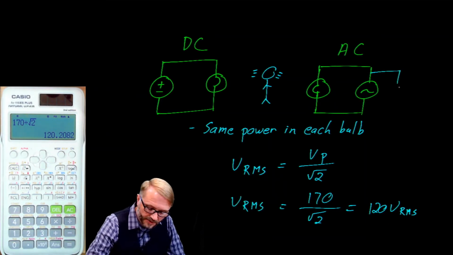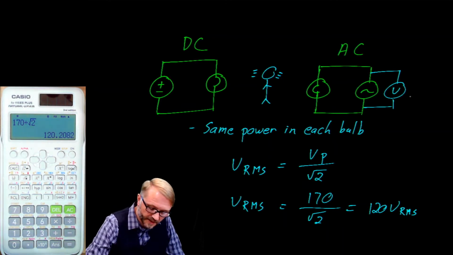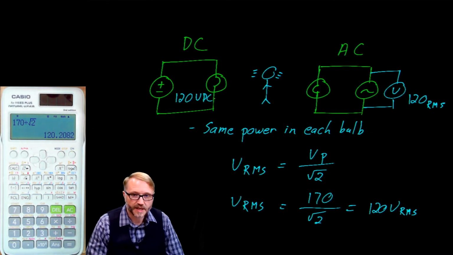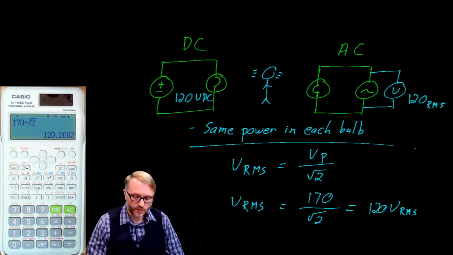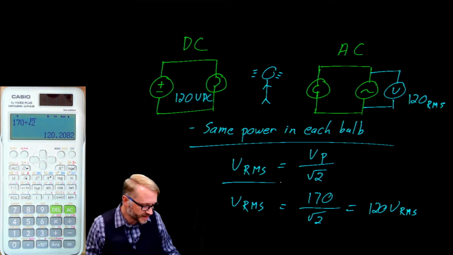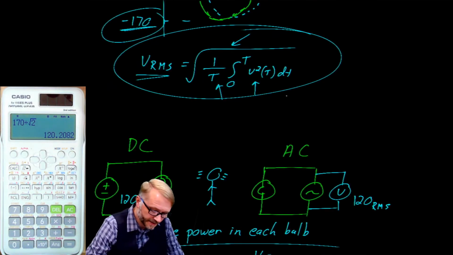Which means if we were to put a meter here, our true RMS voltmeter, into that circuit, it would read 120 volts RMS. And if we were to put it on the DC side, we would see it would read 120 volts DC, because we've equated the two. When there is equal power in each bulb, we say that there is a RMS voltage equal to the DC voltage. You could follow the calculus if you like.